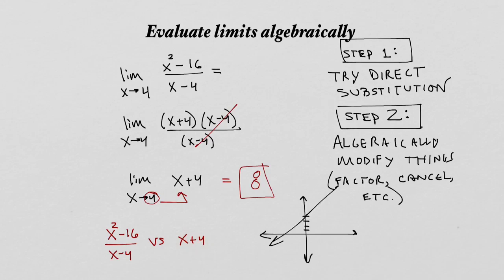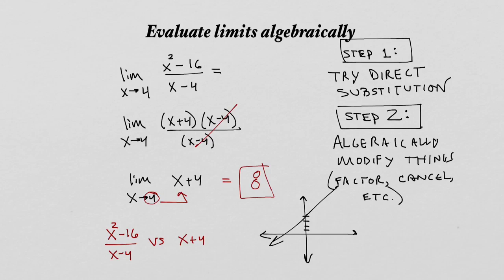It has a slope of 1. It's going through the y-intercept of 4. If you were to graph x squared minus 16 over x minus 4, you are going to get a line. It's going to have a y-intercept of 4, and it's going to have a slope of 1. But there is one difference. There's one big difference in the graph of this versus the graph of this.